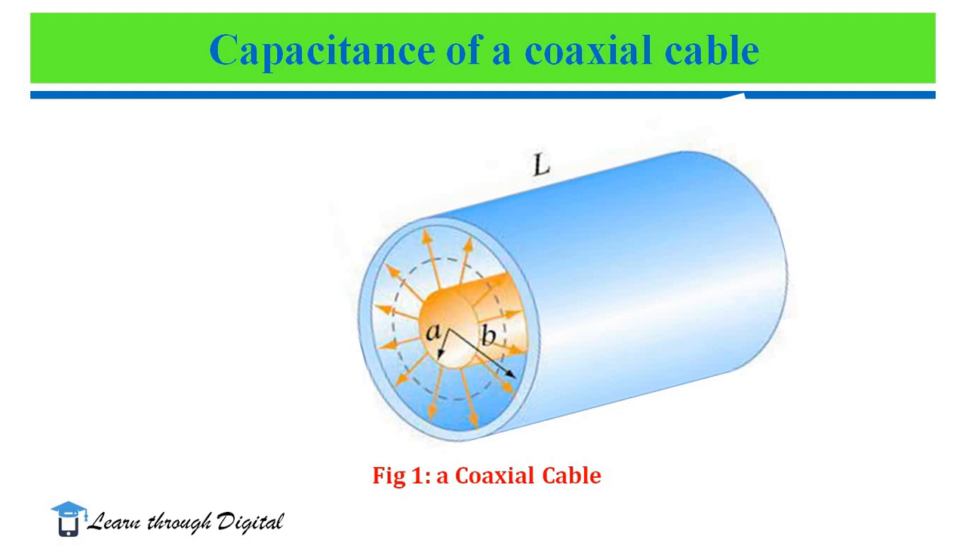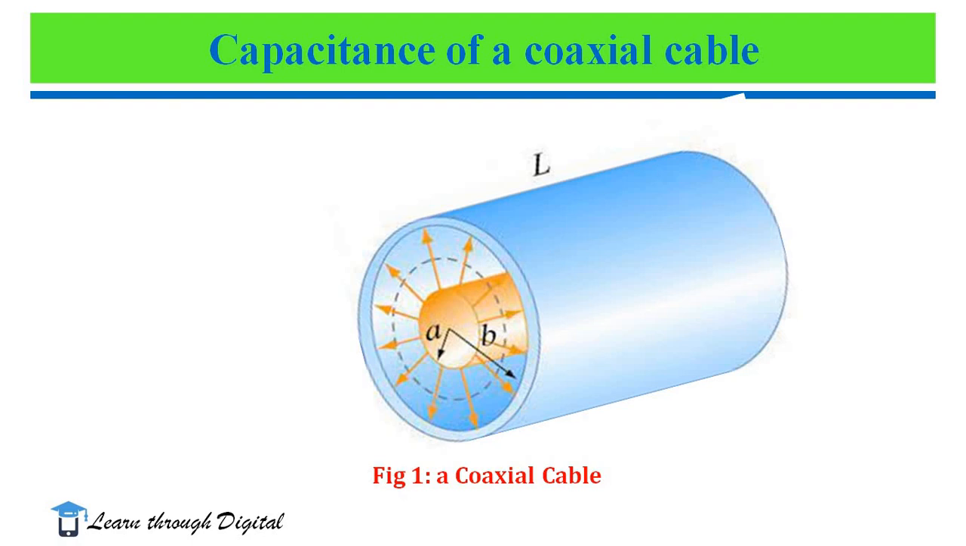Consider a coaxial cable. Here, two cylindrical conductors are coaxially placed. That's why it is called a coaxial cable. The inner cylinder has radius A. The outer cylinder has inner radius B. The length of the cable is L meters.